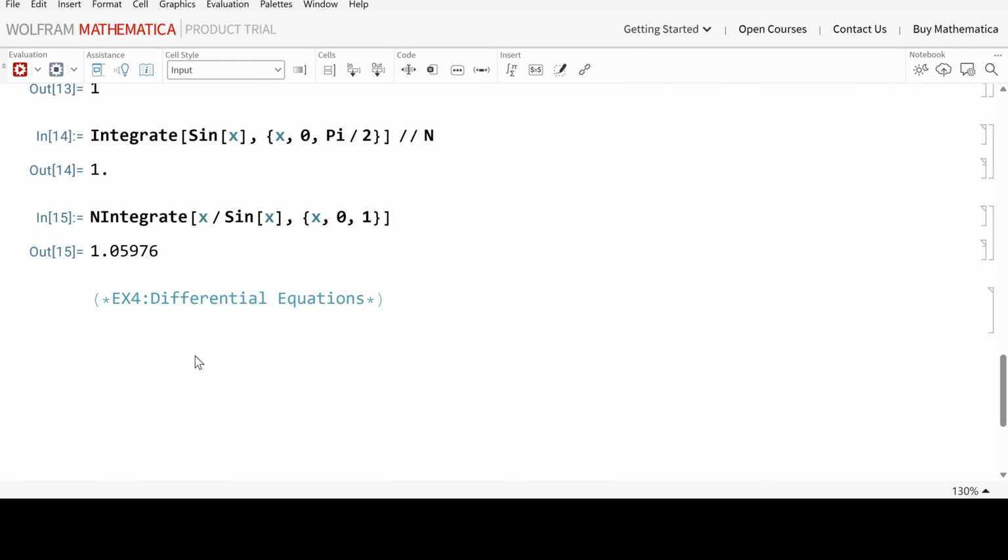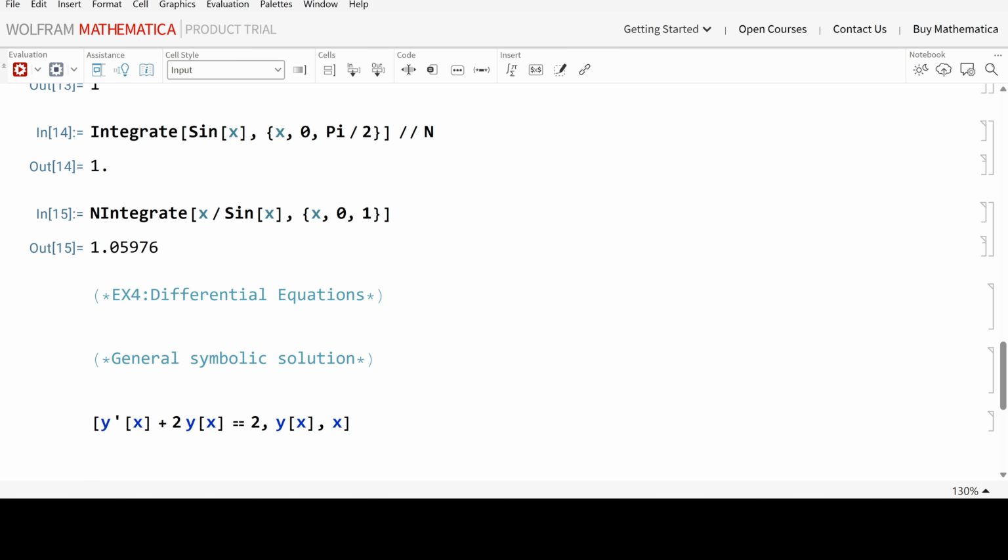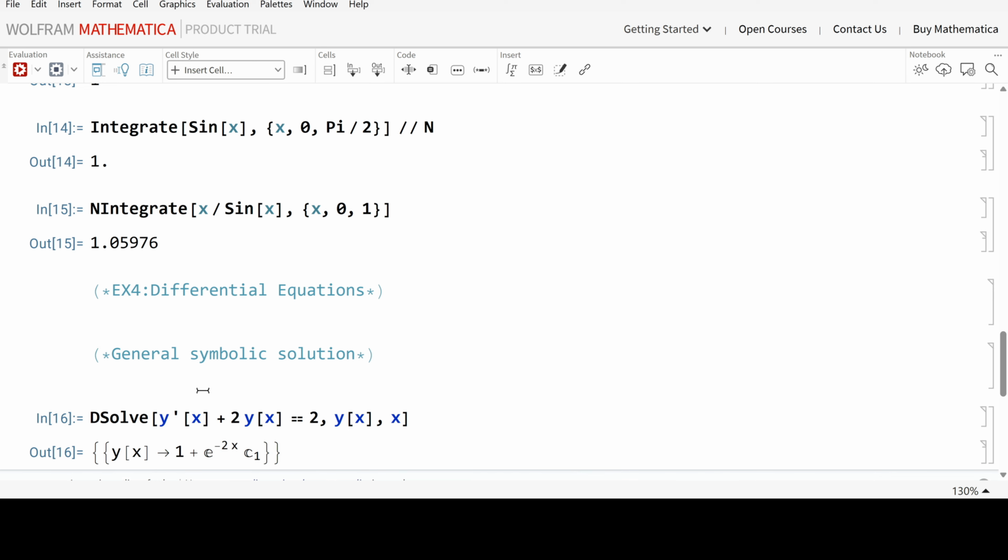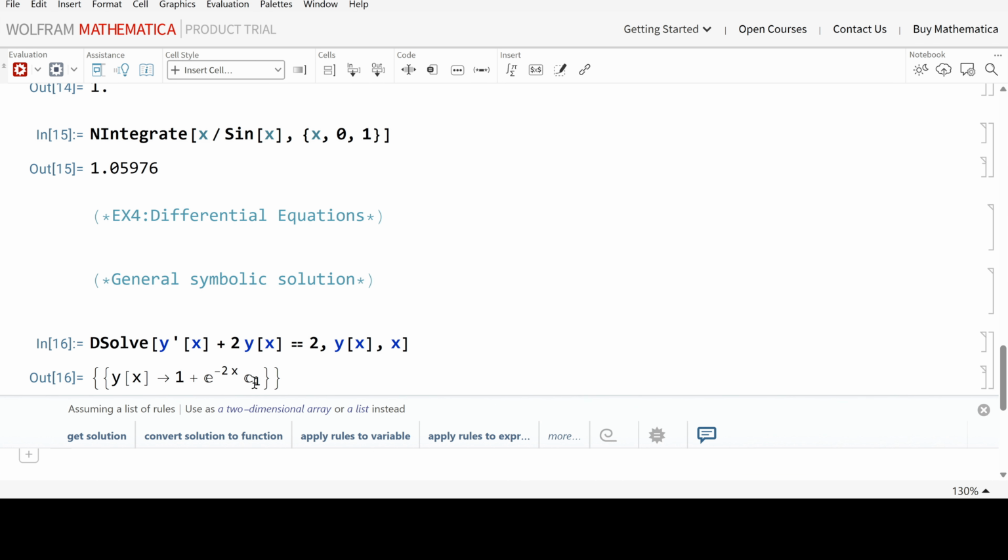Now let's solve an entire differential equation. Suppose we have y prime of x plus 2 times y of x equals 2. We use DSolve to find y of x. Mathematica instantly gives the symbolic solution. y equals 1 plus c times exponential of minus 2x. That's the general solution, which includes the constant c.